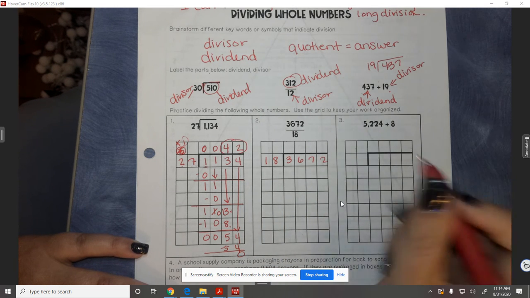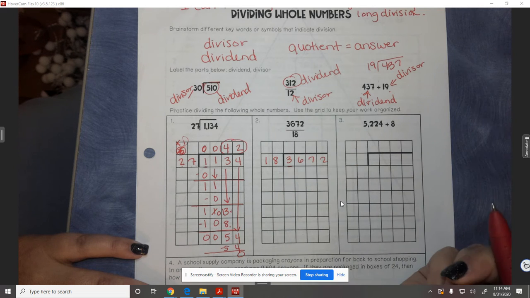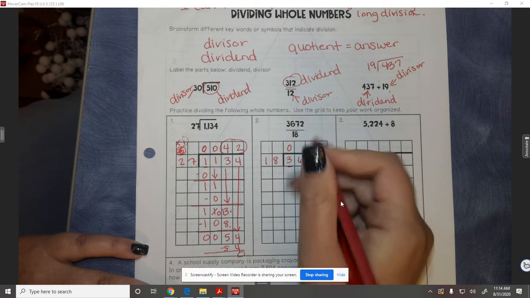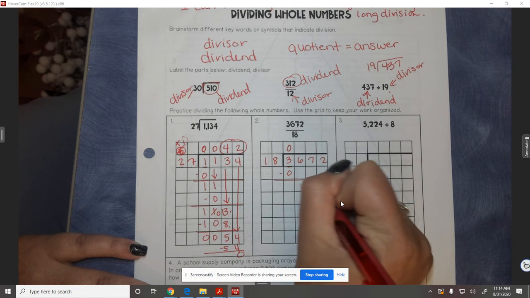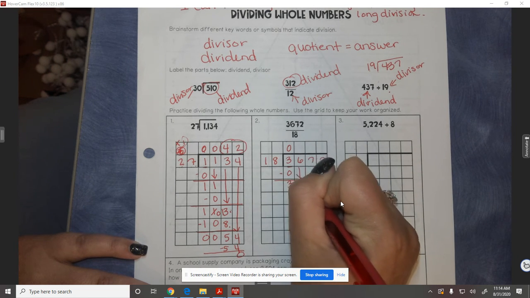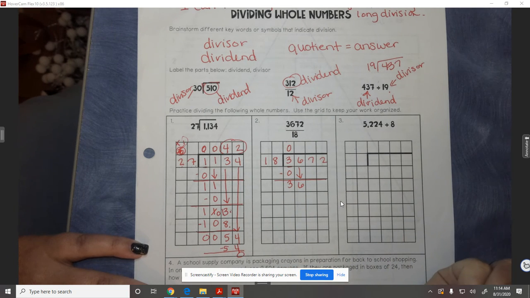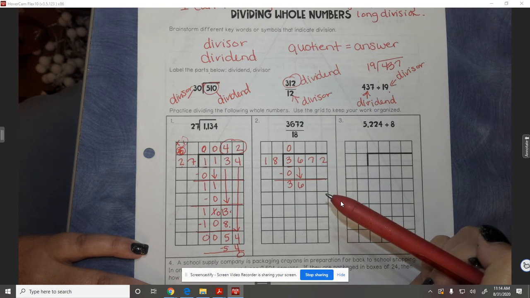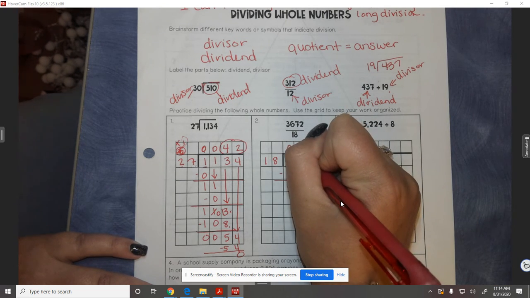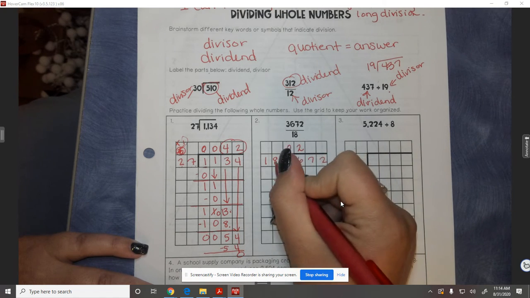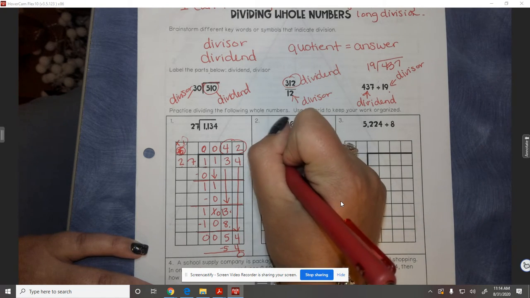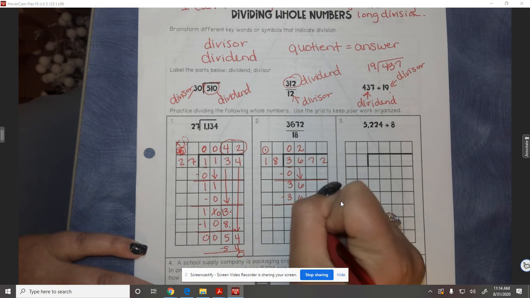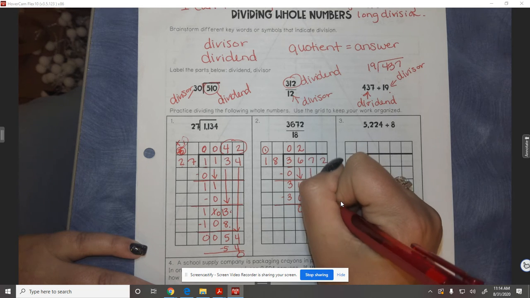Alright, first step here is to see 18 will go into 3 how many times? Right, 0, because 3 is smaller than 18. So 0 times 18 is 0. I subtract 3, bring down my 6. Okay. So we're going to ask ourselves, how many times will 18 go into 36? If I double 18, 2 times 8 is 16. 2 plus 1 is 3. I get 36. So I have 0. I'm going to bring down my 7.